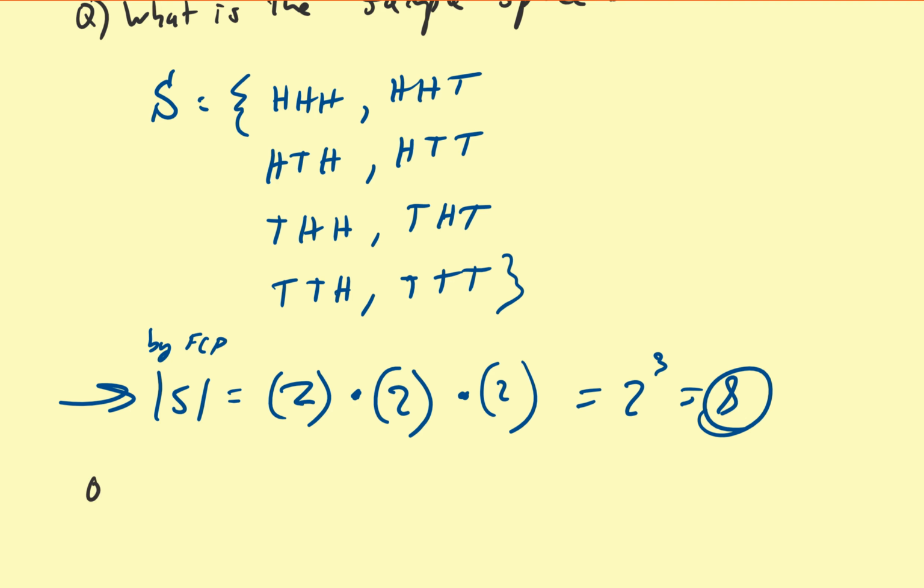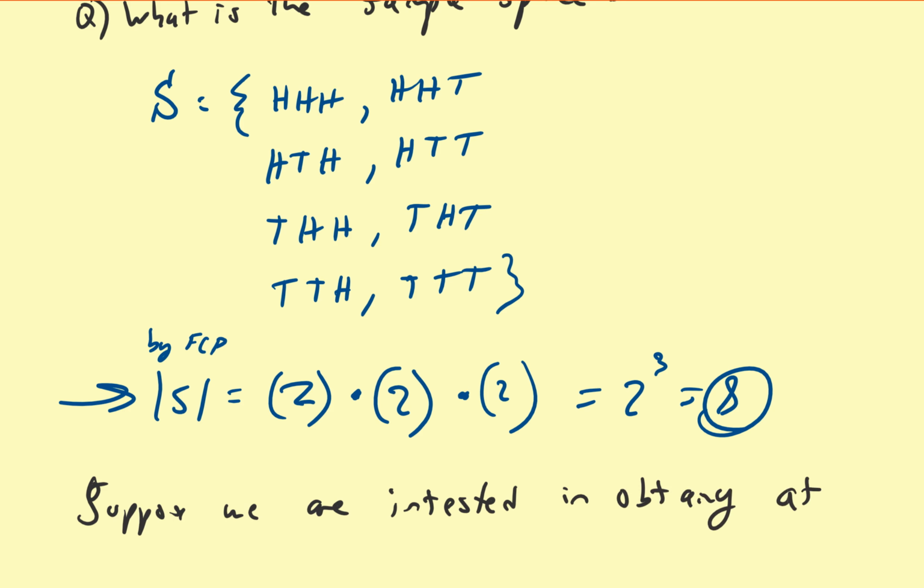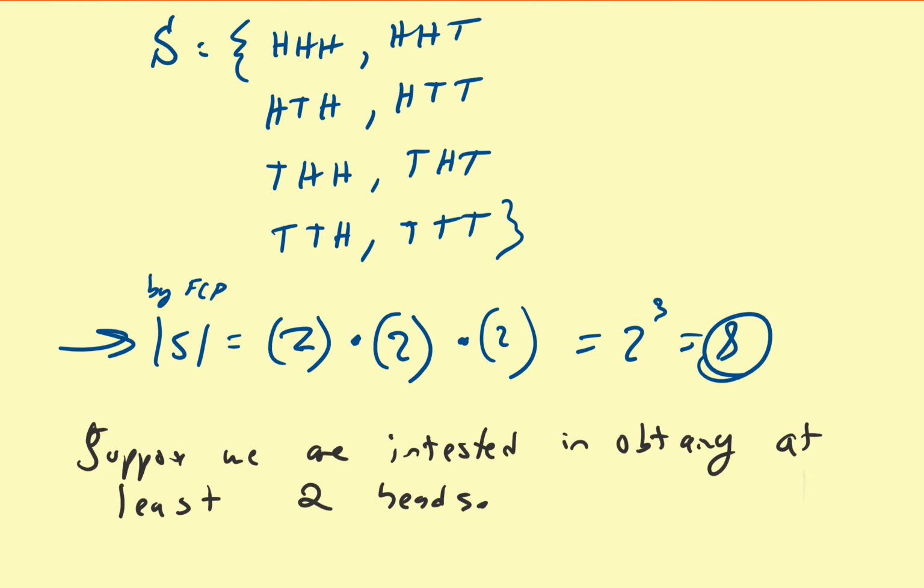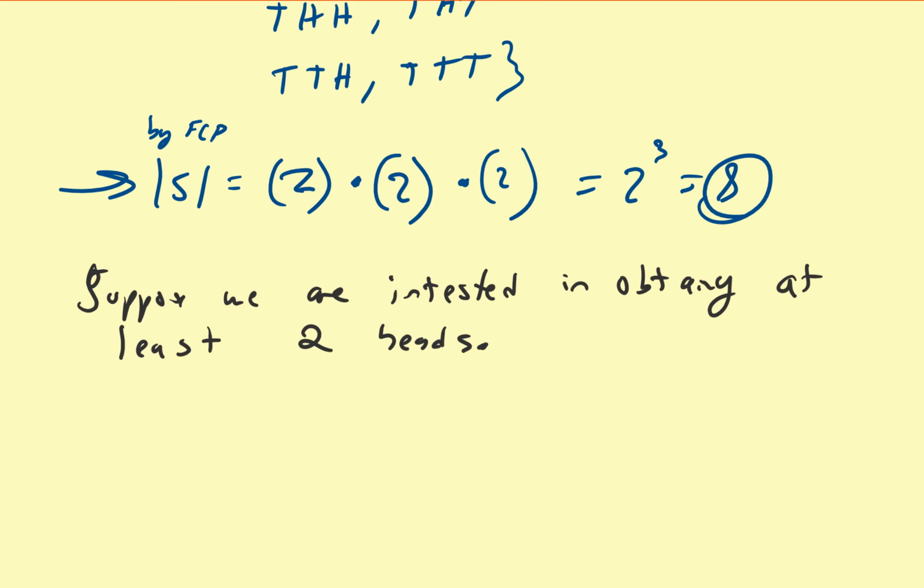So, suppose we are interested in obtaining at least 2 heads. That is, the event space is the set of all events such that we have at least 2 heads.